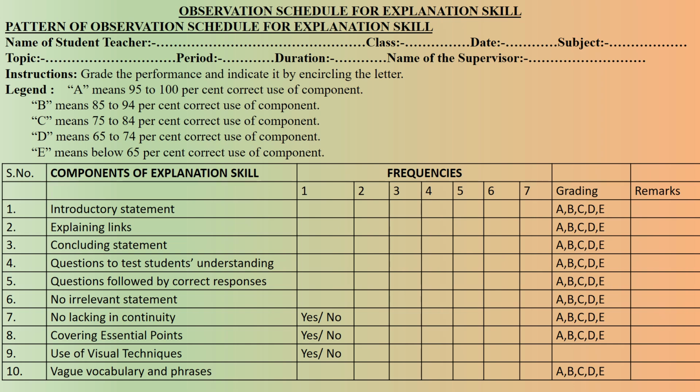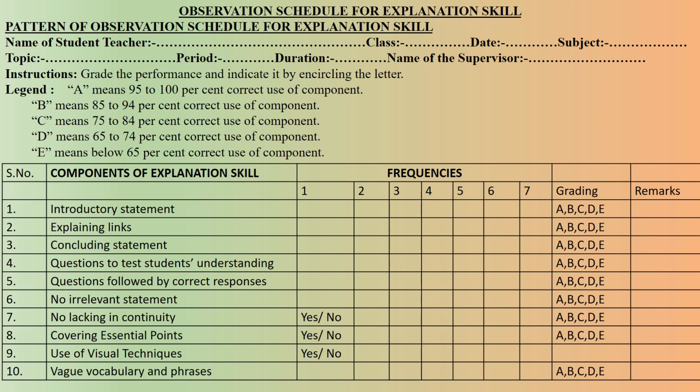First of all, we will discuss the observation schedule of explanation skill in micro teaching. In the pattern of the observation schedule, first of all, you have to write the name of the student teacher. After that, class, date, subject, topic, period, and duration have to be written. Lastly, you have to write the name of the supervisor. After you have written the above preliminaries, you have to write the instructions.